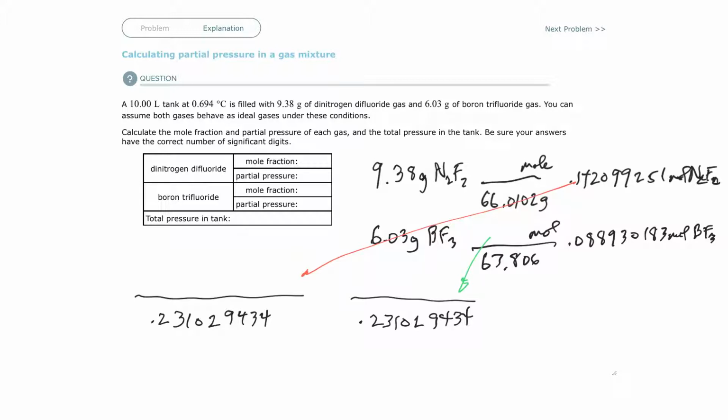Okay, so the first one is the N2F2, and when you do 0.142099251 divided by 0.231029434, I get 0.615069, and then over here 0.088930183 divided by 0.231029434 gives you 0.384930009.